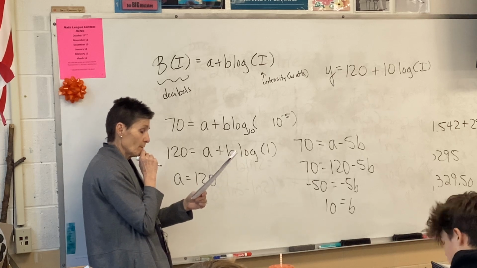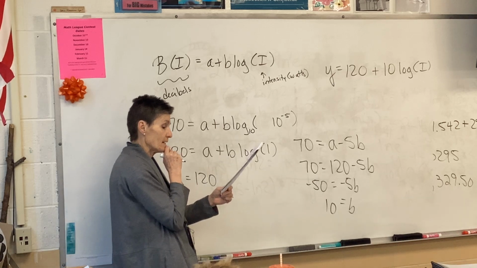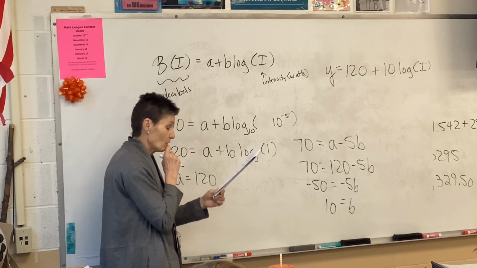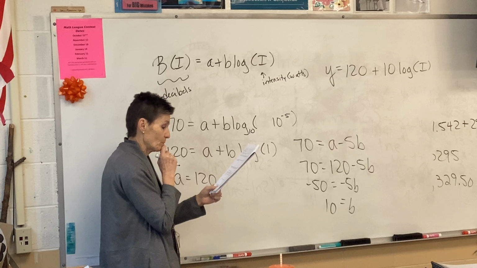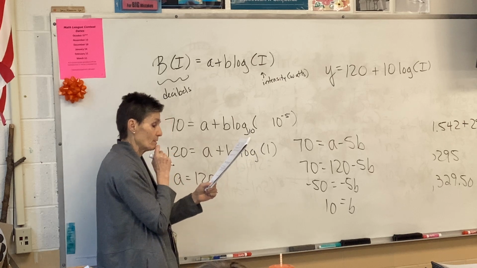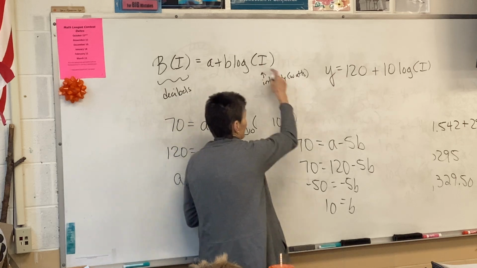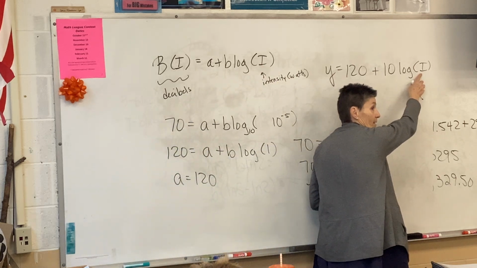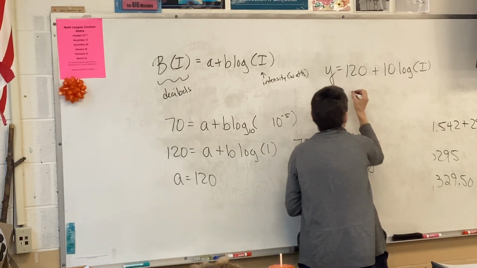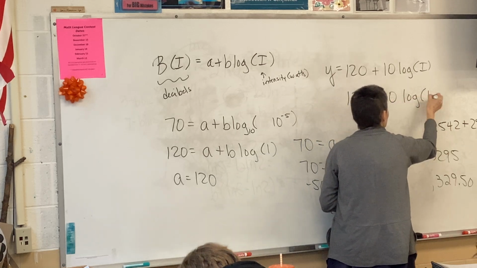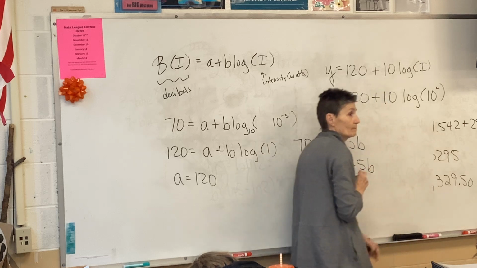The human eardrum can burst when sounds reach an intensity level of 10 to the 4th. According to the model above, what is the predicted number of decibels required to burst a human eardrum? So remember, this is your 10 to the 4th, right here. So we're gonna have 120 plus 10 log 10 to the 4th.